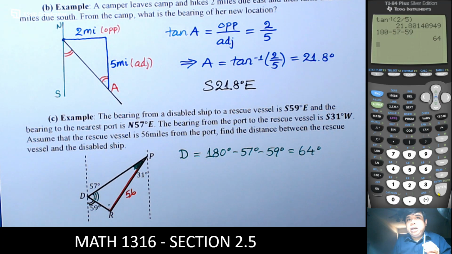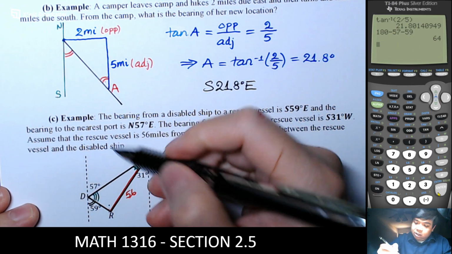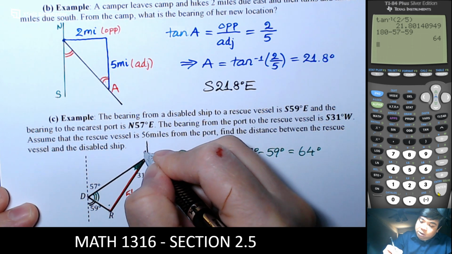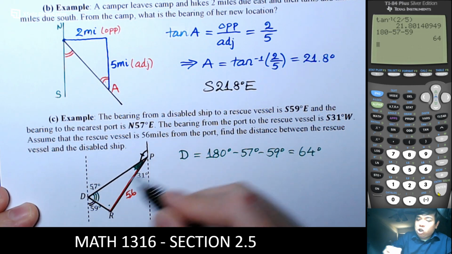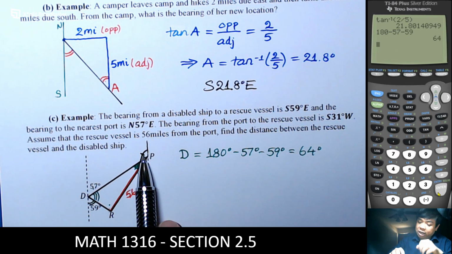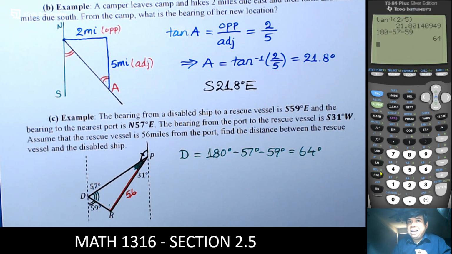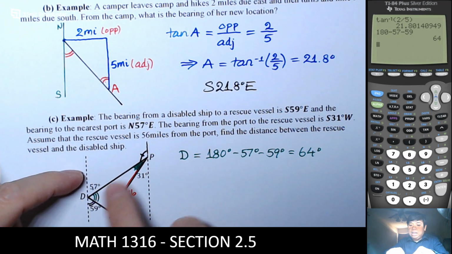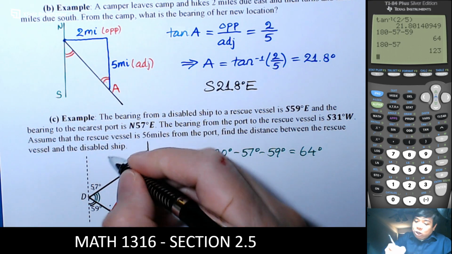Okay, so here's the thing. We have two parallel lines because those align north-south. This angle and this angle form a transversal and two parallel lines, so they must add up to 180 degrees. So 57 degrees plus whatever that is equals 180 degrees, because they form a transversal and two parallel lines. We have 123. So that is 123 degrees.